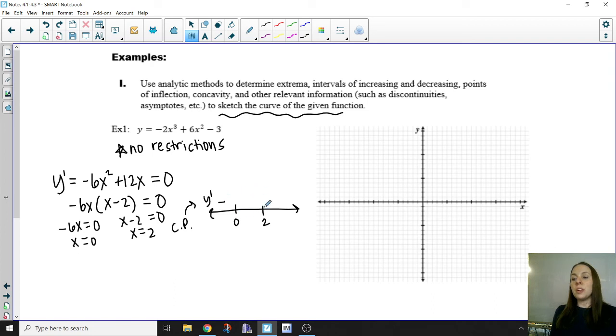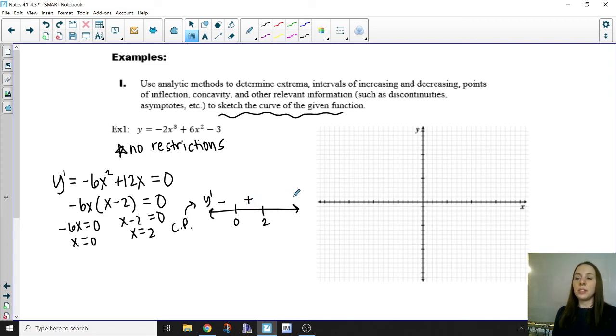Now let's pick a point in between 0 and 2. Probably every student would pick 1, right? But again, I'm not going to write the 1 because technically you don't have to pick just 1. There's an infinite amount of values you could pick in here. So I'm not going to write 1, but I'm thinking about 1. -6 times 1 is negative. 1 minus 2 is negative. A negative times a negative, though, is a positive. So I have a positive first derivative in between 0 and 2.